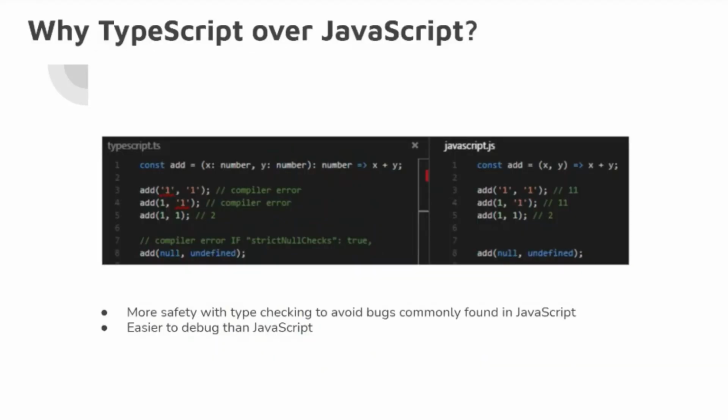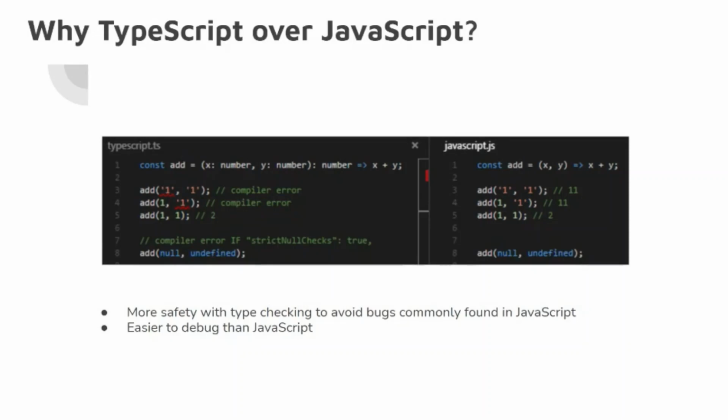TypeScript has one main advantage over JavaScript, and that is more safety with type checking. Since TypeScript has the option to be statically typed, it can detect type-related bugs at compile time, which will result in better performance in the long run and less confusion, since it makes debugging a lot easier.